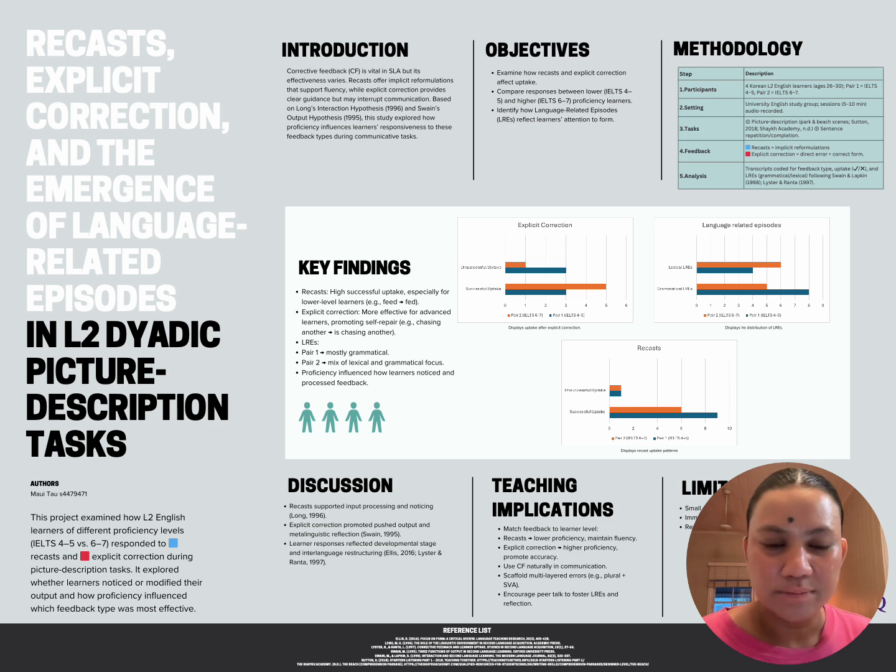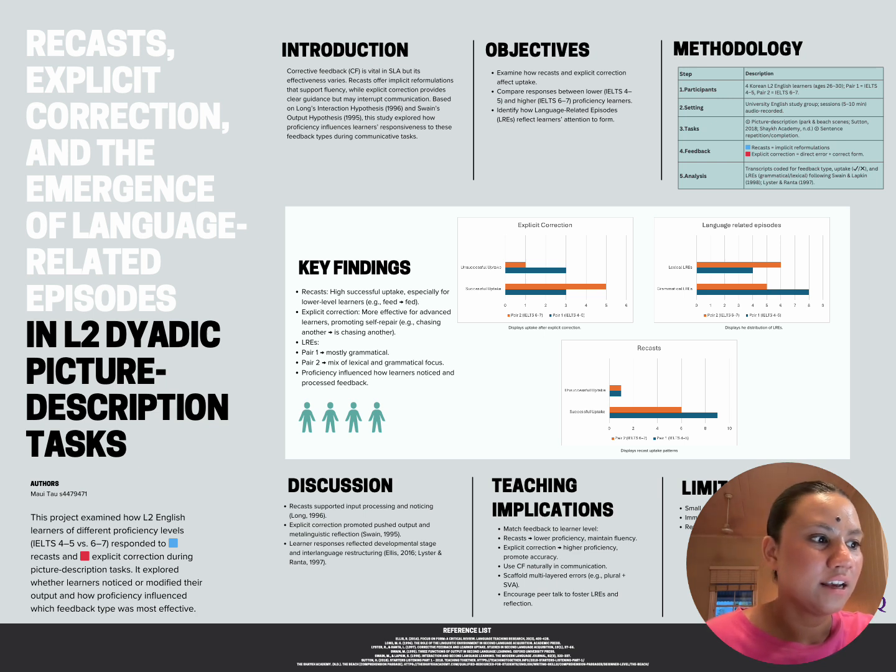In the introduction, I've basically outlined that corrective feedback is very important in language learning, and the effectiveness, however, varies. I've also looked at how recasts offer implicit reformulations that support fluency, and I've decided to base my project, as seen in the introduction, on Long's interaction hypothesis and Swain's output hypothesis. This study explored how proficiency influences different learners and their responsiveness to these feedback types.